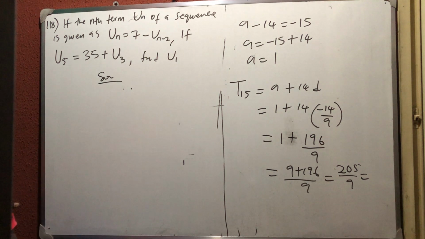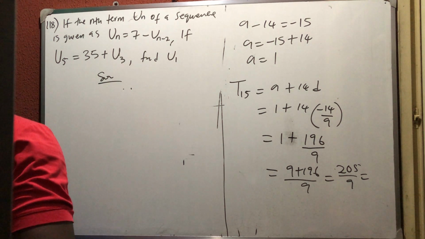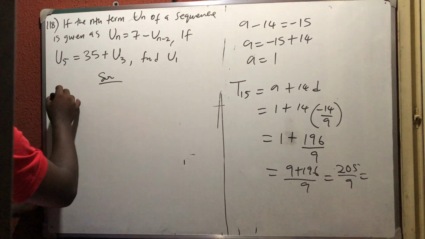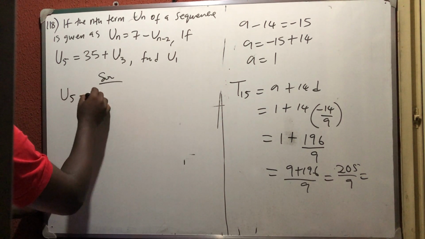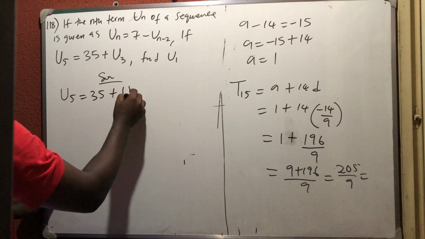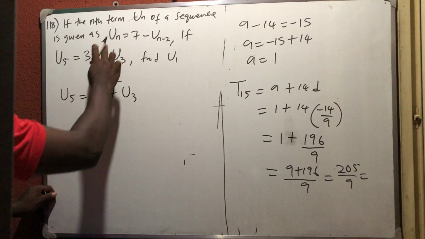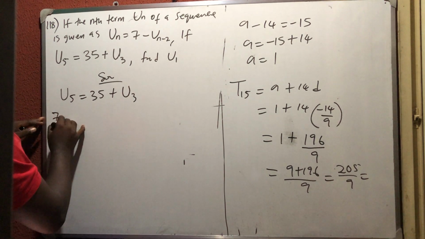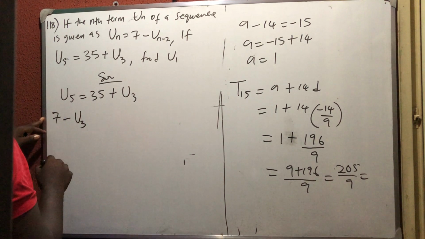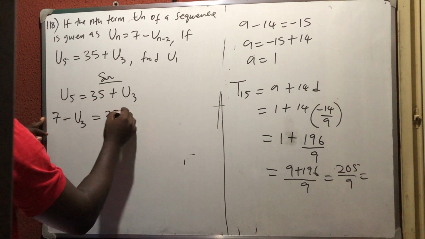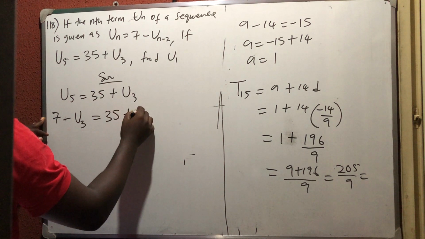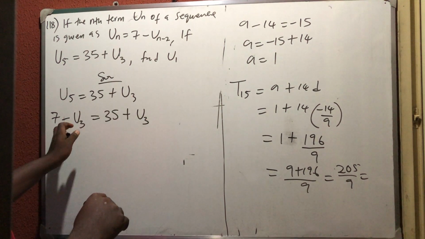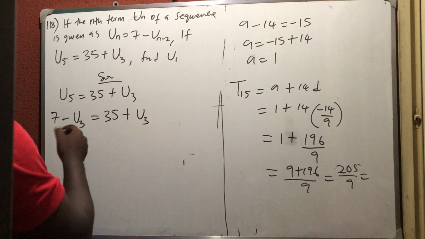Let's assume that this one is minus. If we assume that, let us try solving it to know if something good can come out. They gave me that u5 is equal to 35 plus u3. Well, what is my u5? Putting it here, you are going to have 7 plus minus u3, is it not? Is equal to 35 plus u3.